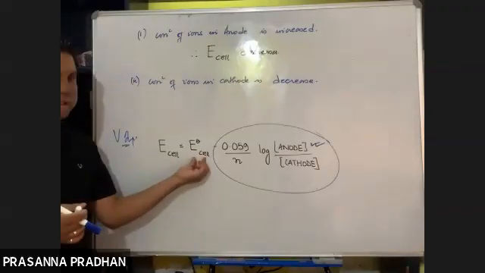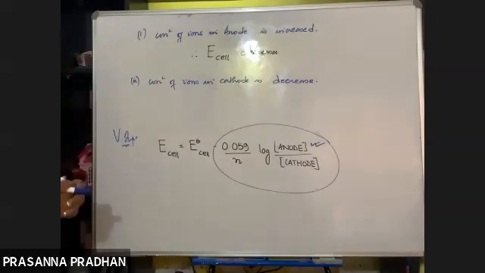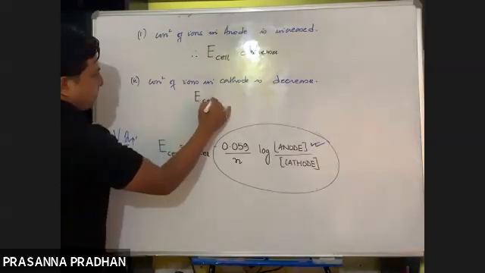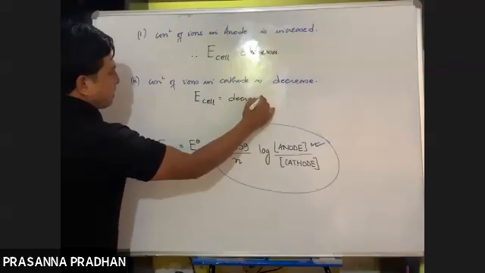ये constant है इसका value, ये increase हो रहा है. So what will happen to E cell then? Decreases. E cell decreases, again E cell is going to decrease.